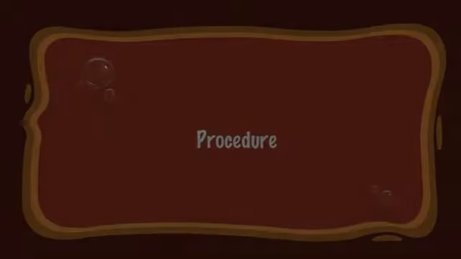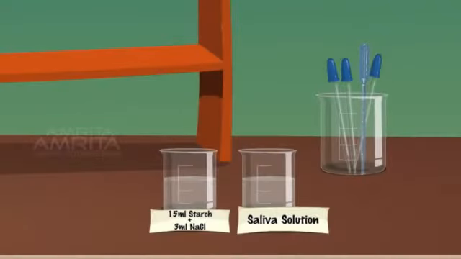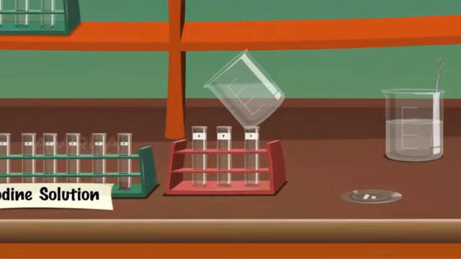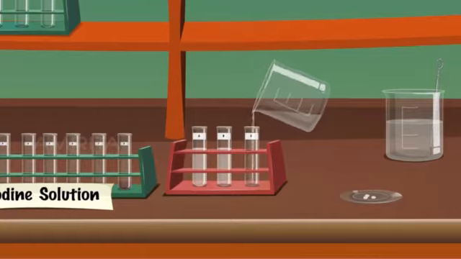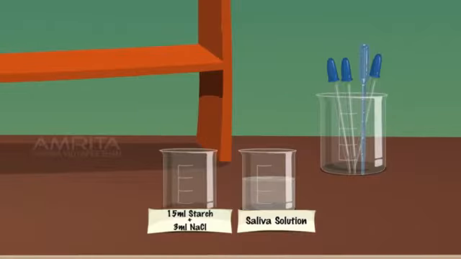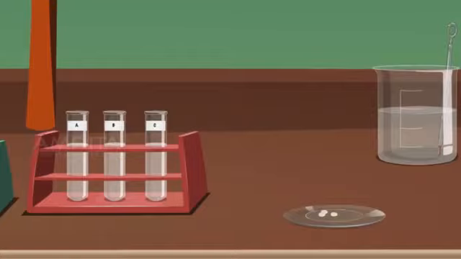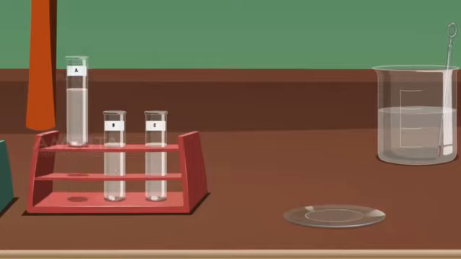Procedure. Take a beaker containing 15 ml of 1% starch solution plus 3 ml of 1% NaCl solution. Divide and pour this solution into 3 test tubes and mark them as A, B and C. Add pH tablet 5 into test tube A, pH tablet 6.8 into test tube B and pH tablet 8 into test tube C.